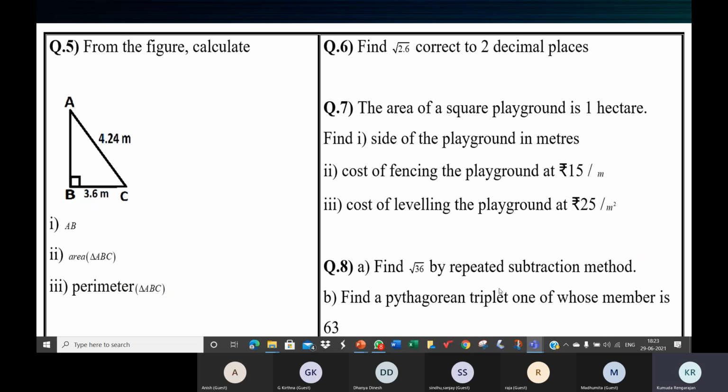Yes, please work this. Find a Pythagorean triplet, one of whose members is 63. Do this. All of you start working. 8b.